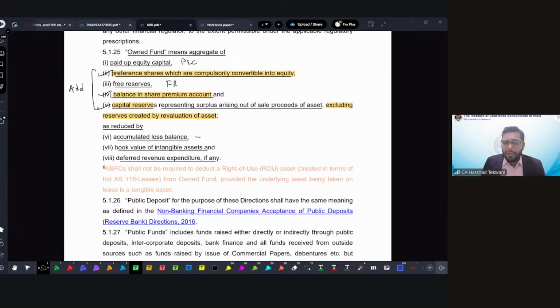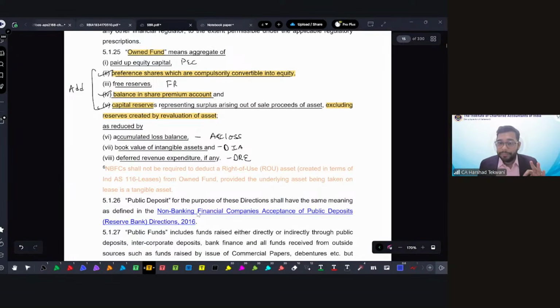Then that has been reduced by the accumulated losses, book value of intangible, other intangible assets. Sorry. And deferred revenue expenditure. But here the investment in share and bonds is not coming. That's why I'm talking about own funds, not the net own funds. I'm getting the own funds and then I'm reducing something more to get the net own funds. Here it is only owned funds.